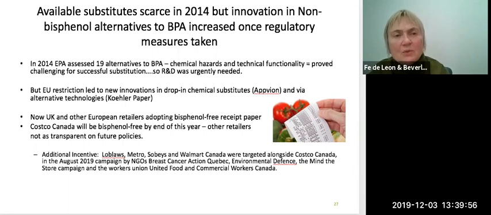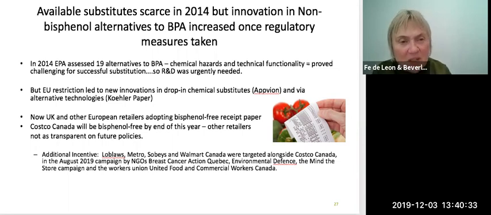Once the EU restriction went ahead, you saw a lot of innovation within the supply chain, both for drop-in chemical substitutions and alternative technologies, so that papers and receipts are being printed with a different kind of process, not just with a chemical coating in the paper. Now you're seeing UK and other European retailers adopting completely bisphenol-free receipt paper. It's hit the market. Here in Canada, Costco Canada claims they'll be bisphenol-free by the end of this year.